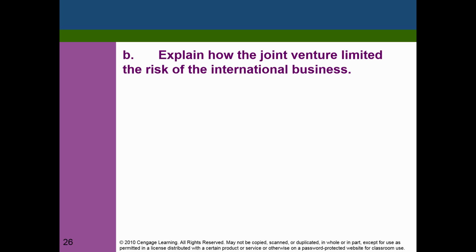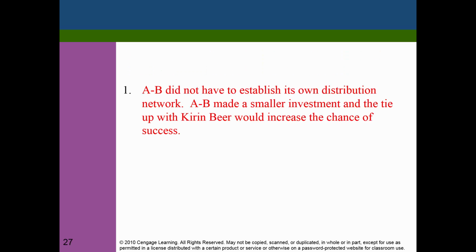Okay. Now, explain how the joint venture limited the risk of the international business. So what we see here is that the biggest investments tend to be for manufacturing and for establishing a distribution network. And for Anheuser-Busch, they were able to achieve both of these by having this partnership with Kirin Beer.